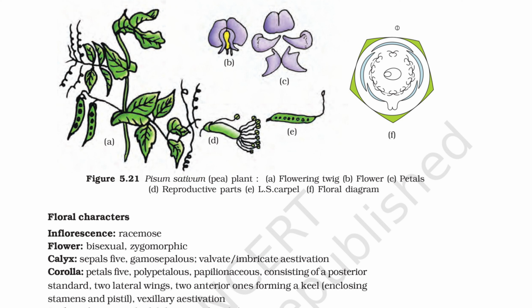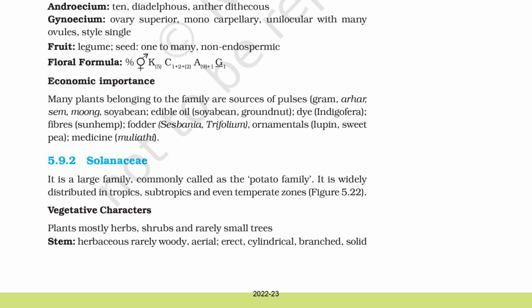Calyx, sepals 5, gamosepalous, valvate or imbricate aestivation. Corolla, petals 5, polypetalous, papilionaceous, consisting of a posterior standard, 2 lateral wings, 2 anterior ones forming a keel, enclosing stamens and pistil, vexillary aestivation. Androecium, 10, diadelphous, anther dithecous. Gynoecium, ovary superior, monocarpellary, unilocular with many ovules, style single. Fruit, legume. Seed, one to many, non-endospermic. Floral formula: zygomorphic, bisexual, K(5), C 1+2+(2), A (9)+1, G1.